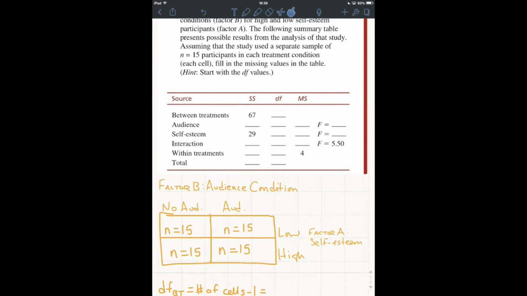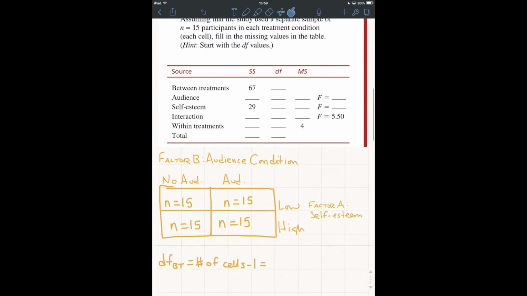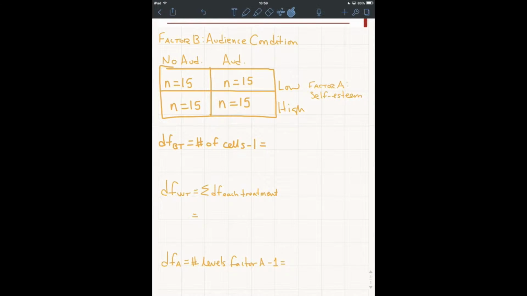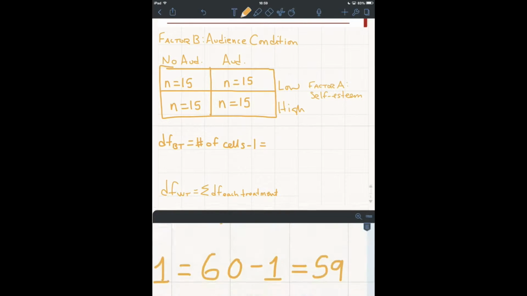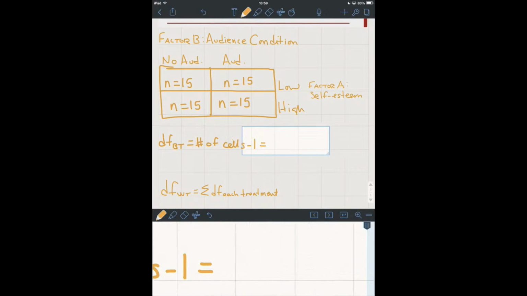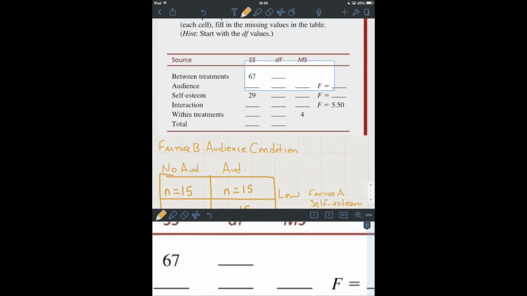are given a hint to start with the degree of freedom value. So I'm going to fill in the source table starting with the degree of freedom values. I've already pre-written some information to help speed up the process. So first we start with the degree of freedom between, which is simply the number of cells minus 1. And so in the table above we can see we have 4 cells. So that's going to be 4 minus 1, which will equal 3. So degrees of freedom between treatments is 3.